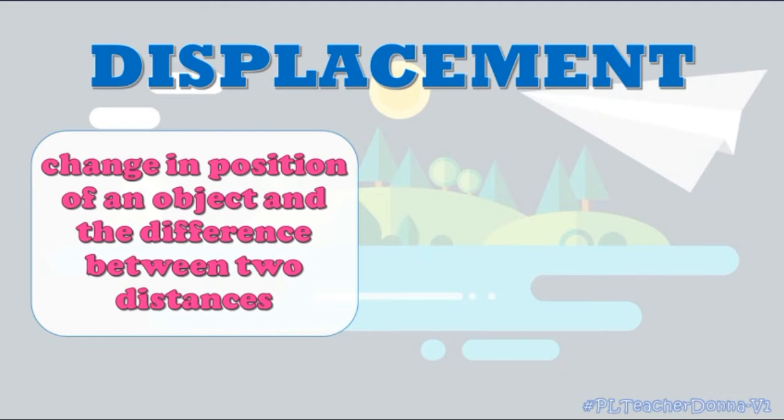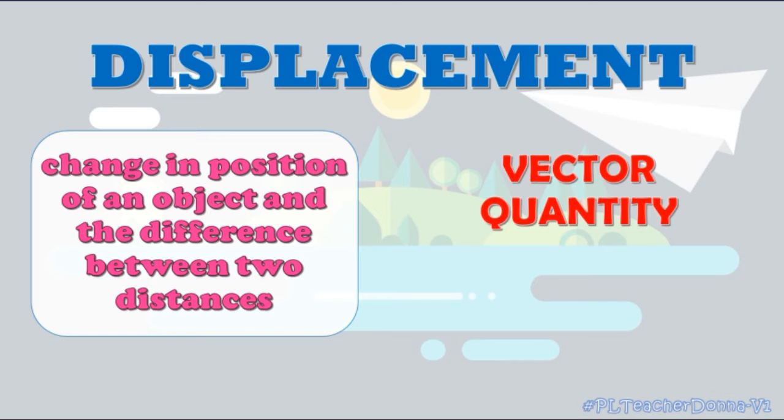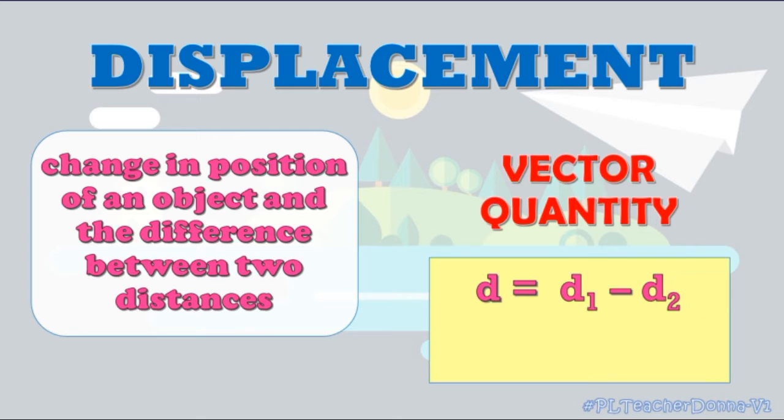Displacement, on the other hand, is defined as the change in position of an object. It is a vector quantity, which means it is described by both magnitude and direction. It can be described as the difference between two distances, thus leading to the formula d is equal to d1 minus d2 for opposite direction, and d is equal to d1 plus d2 for straight direction.